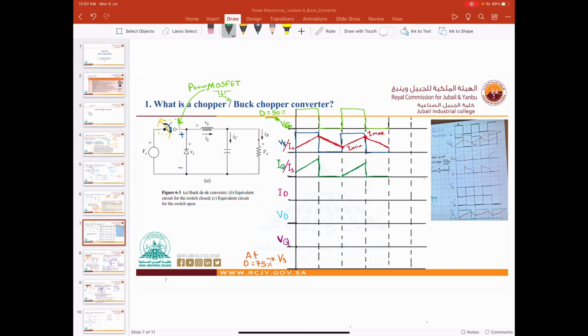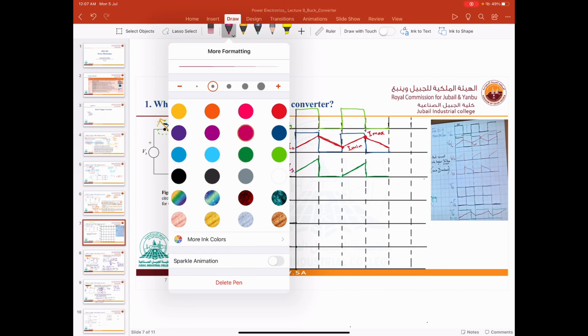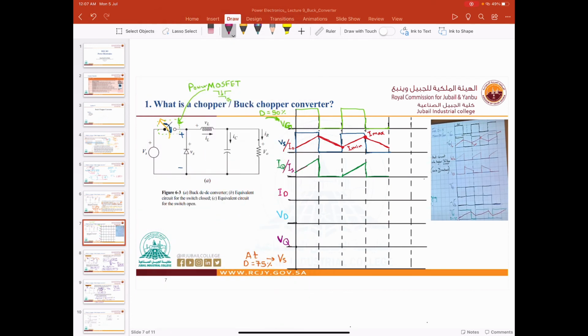This is IQ, right? And we know that basically IQ through the switch is the same as the I source. So if the switch is closed, then we have current through the power MOSFET, and it is the same current as the I source, right? So this is the same thing.